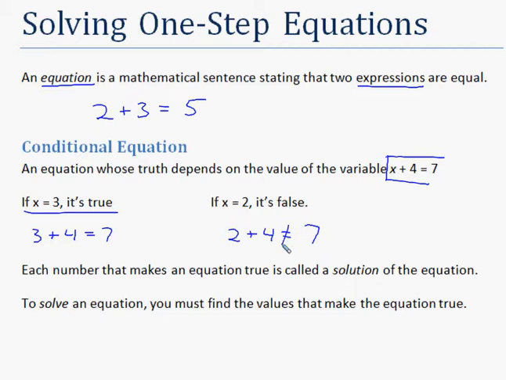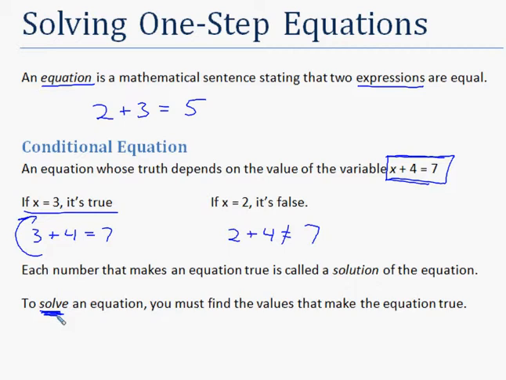Each number that makes an equation true is called a solution. So when we're looking for a solution, we're looking for a number that makes the equation true. For the above example, 3 would be the solution of this equation because it is the number that makes that equation true. Finding the solution is called solving. So to solve an equation, you must find the values that make the equation true.